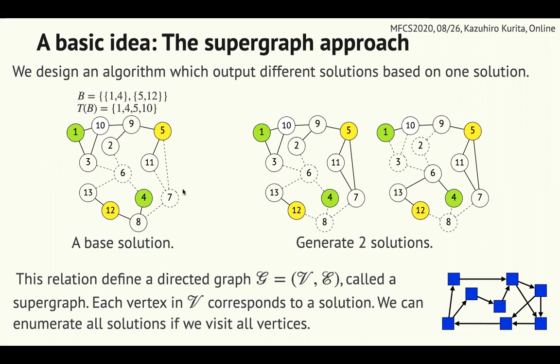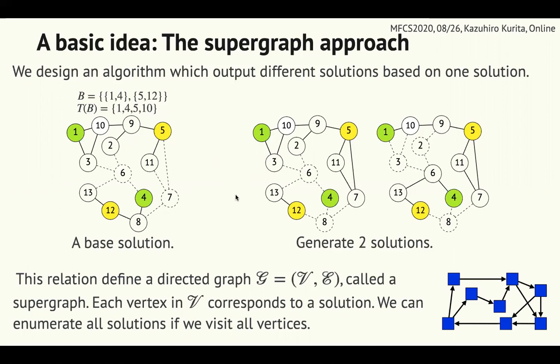In this figure, we consider a node multiway cut enumeration problem. We can find one minimal solution easily. Using this solution, we can generate other solutions like this. First, we have this solution, and we generate these solutions. By applying this algorithm recursively, we obtain many solutions.